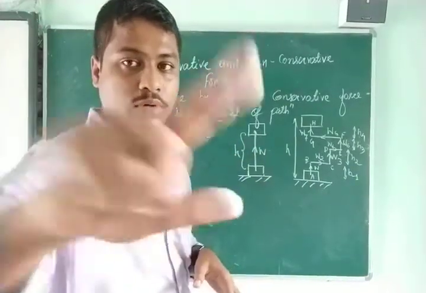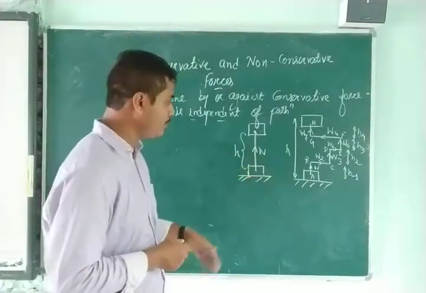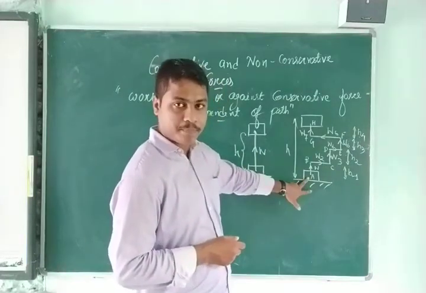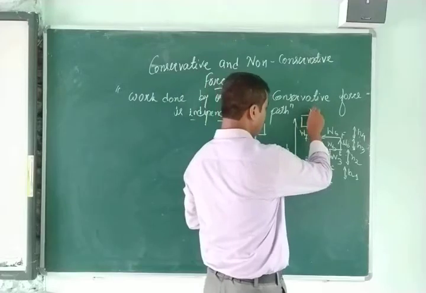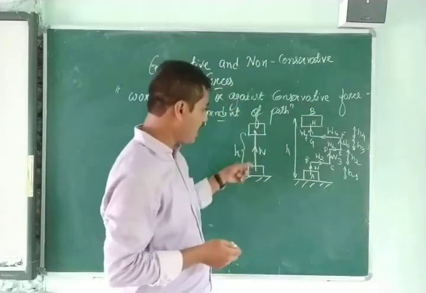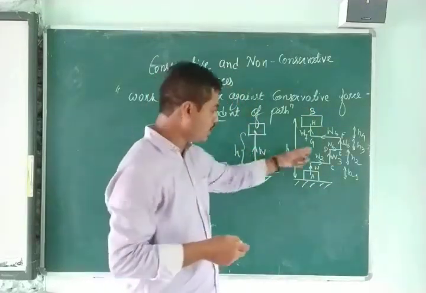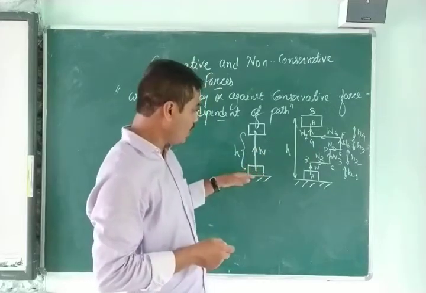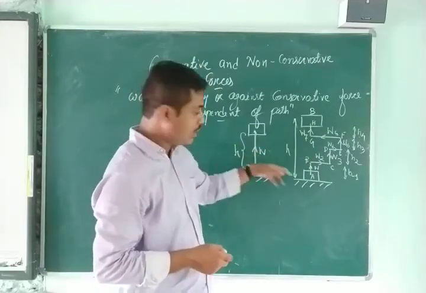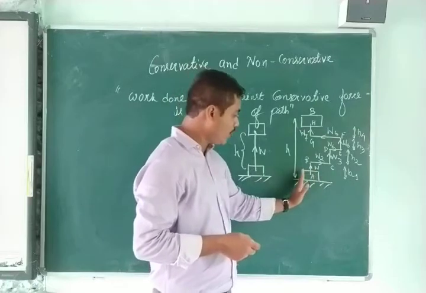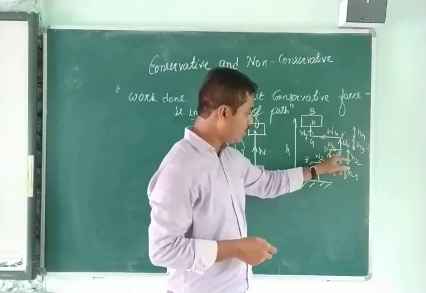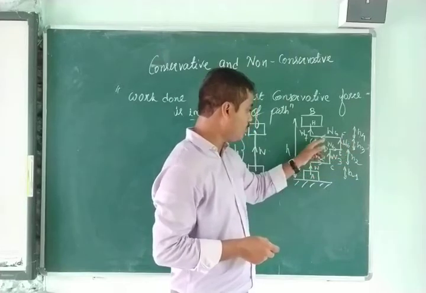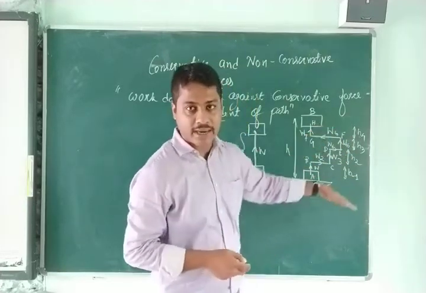If you go to the second diagram, we have an object A, and we are lifting it to the point B, having the same height h. The height in both diagrams is the same. But here we are not following a straight path. We are moving from A to B, B to C, C to D, D to E, E to F, then F to G and G to H.